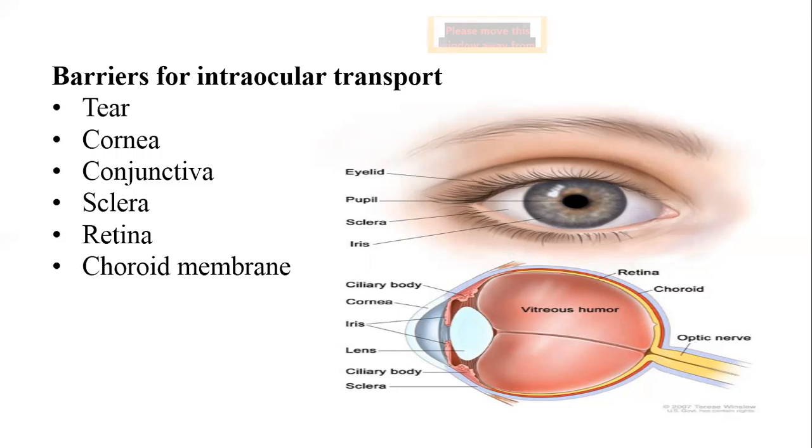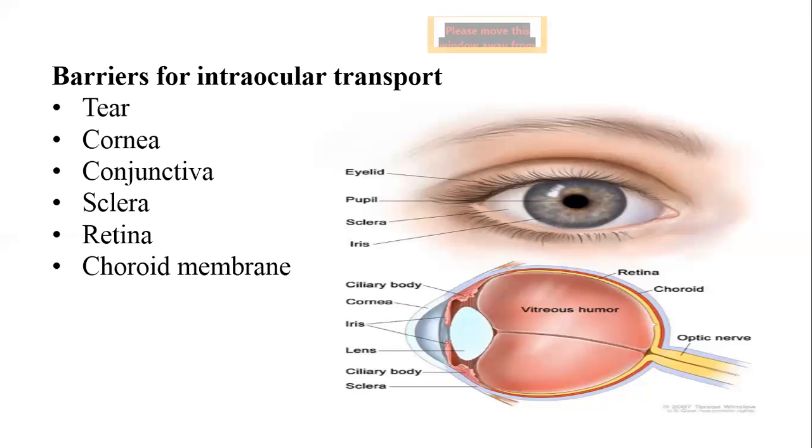Second, we have the cornea. The cornea is also a barrier for passage of a drug through the layers of the eye, because the cornea is composed of three main layers. The outer layer, which is lipophilic in nature, is called the epithelial layer. The inner layer is the endothelial layer, and the middle layer is the hydrophilic stromal layer.